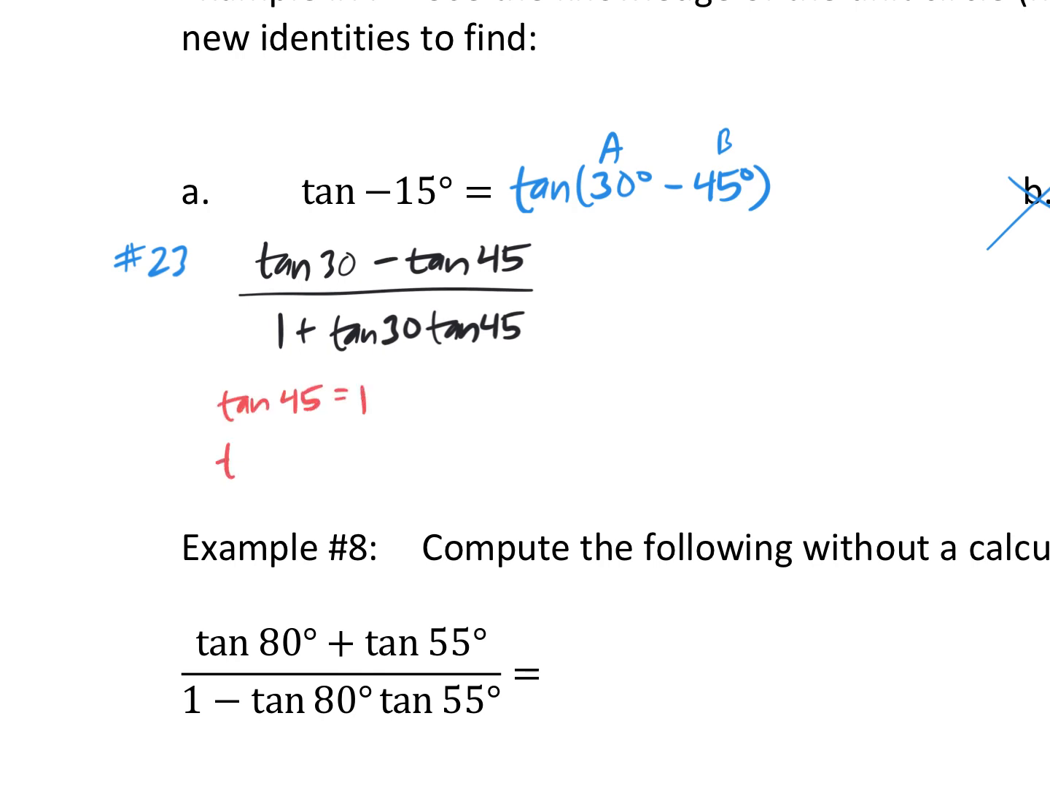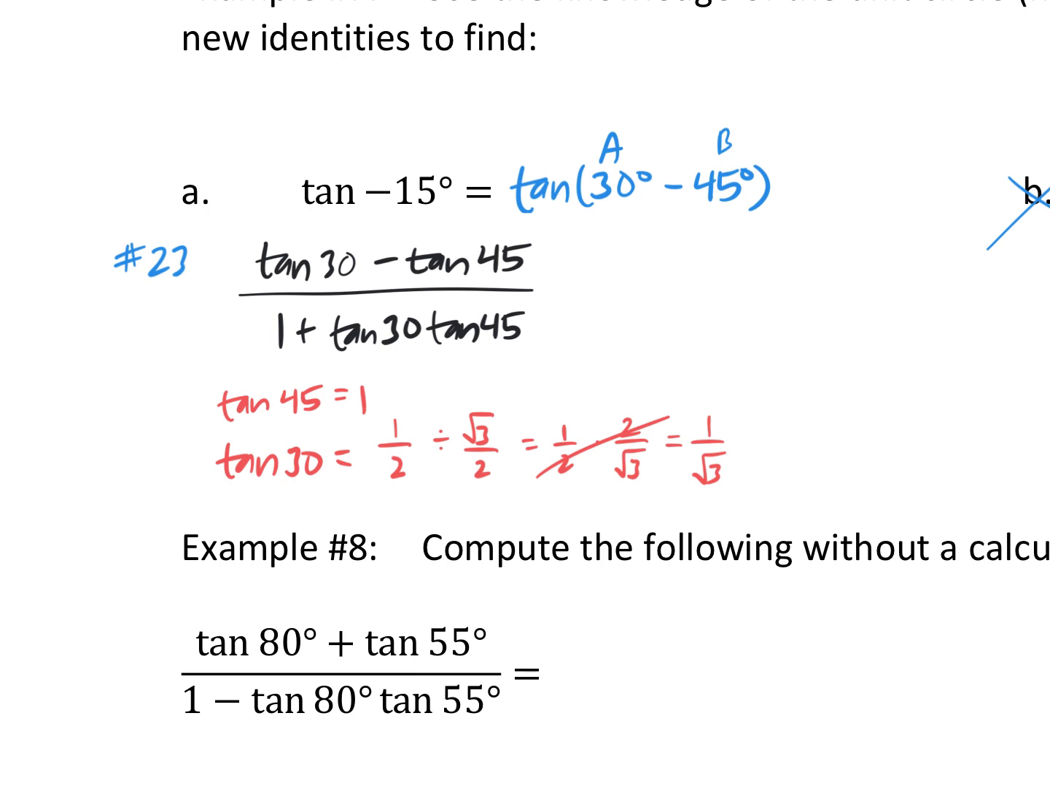Now tangent of 30, it's been a minute, but if I take my y and I divide by my x, that means 1/2 divided by the square root of 3 over 2. I've got a fraction divided by a fraction, so I can do keep, change, flip. This is going to be 1/2 times 2 over the square root of 3, which equals what? 1 over the square root of 3. Okay? You can rationalize it if you want, but you do not have to.